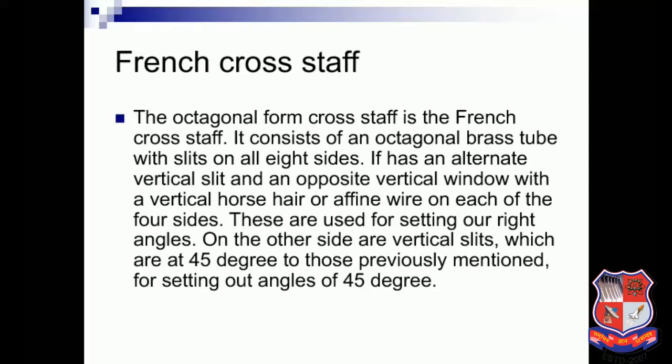The octagonal cross staff is the French cross staff. It consists of an octagonal brass tube with slits on all 8 sides. It has alternate vertical slits and an opposite vertical window with a vertical horse hair or a fine wire on each of the 4 sides. These are used for setting out right angles.